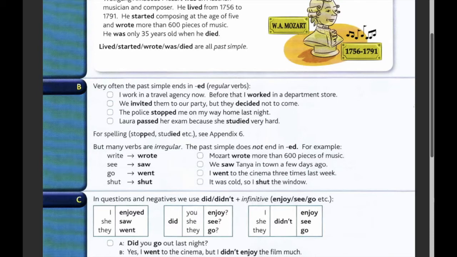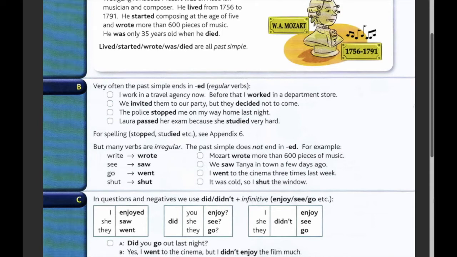I work in a travel agency now. Before that, I worked in a department store. We invited them to our party, but they decided not to come. The police stopped me on my way home last night. Laura passed her exam because she studied very hard.